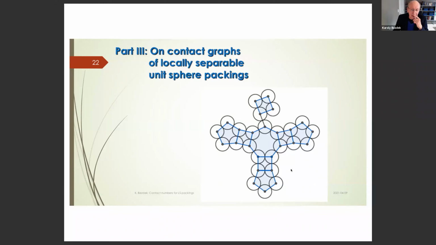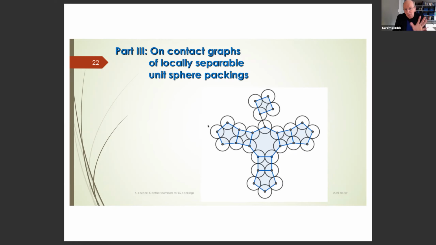When you look at this packing of congruent balls, say unit disks, and you take any unit disk, for instance this unit disk, which is touched by 3 others, then this unit disk and its touching neighbors actually form a totally separable packing. Although the entire packing is not totally separable, it is locally totally separable. It means that each unit ball, together with its touching neighbors, must form a totally separable packing.